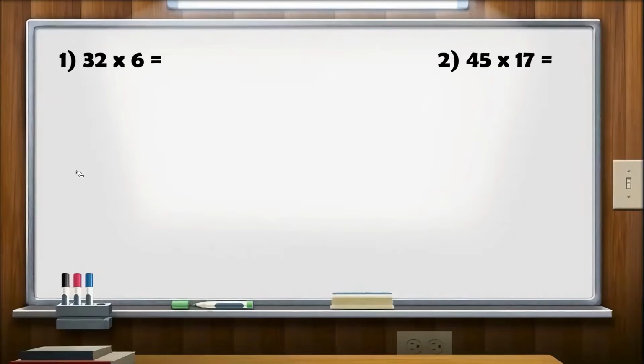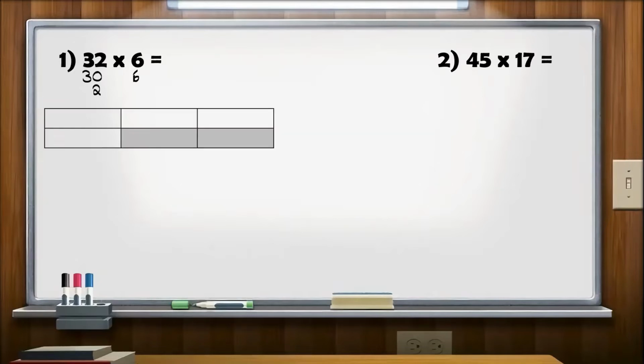So question number 1, we have 32 times 6. Now, before we can answer the question, we have to partition the numbers into units, tens, hundreds, thousands, and so on. So in this case, the 32 will become 30 and 2, and the 6 will stay as it is, 6 units. Once you have partitioned the numbers, you will create a multiplication grid.